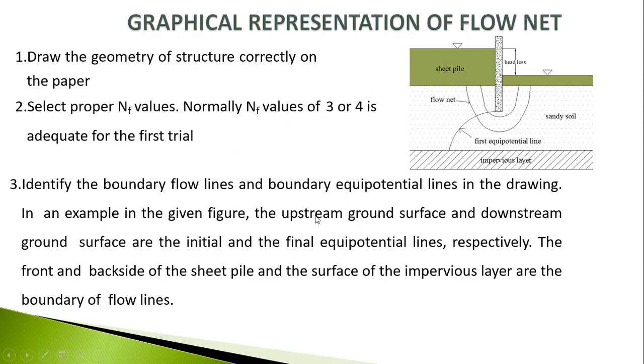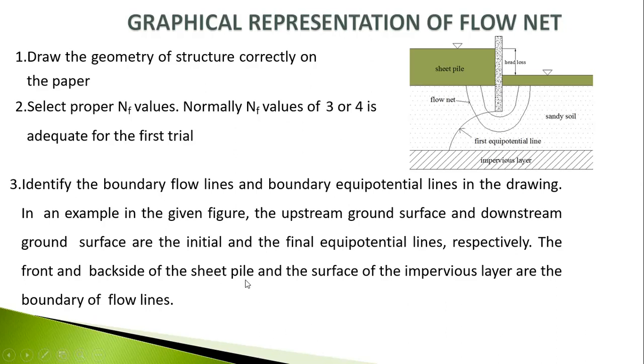In the example given here, the upstream ground surface and the downstream ground surface are the initial and the final equipotential lines respectively. So this is called the upstream, this is called the downstream. So connecting from upstream to downstream, the path line is basically the equipotential line. The front and the back side of the sheet pile: this is the sheet pile, this is the front side, and this is the back side.